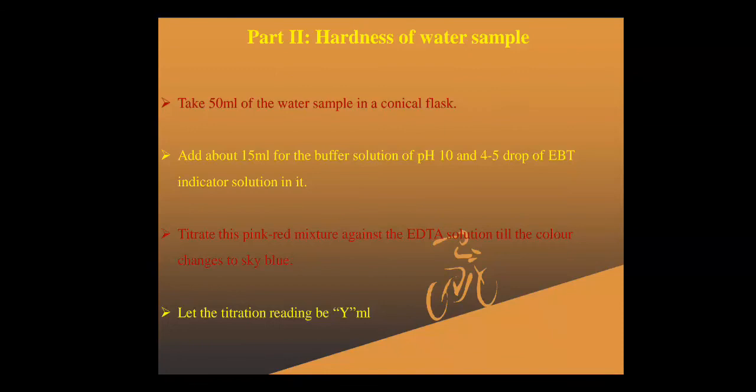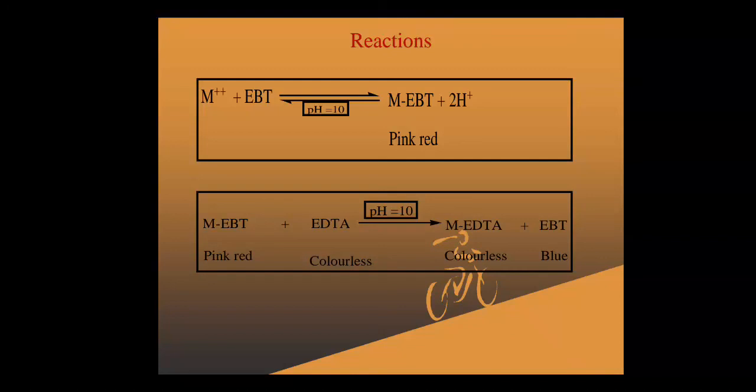In part 2, determination of hardness of water: take 50 ml of water sample in a conical flask, add 15 ml of buffer solution of pH 10, and add 4 to 5 drops of EBT as an indicator. Titrate this pink red colored solution with EDTA till the color becomes sky blue. Note this reading, and after noting both readings for part 1 and part 2, you will have to make the calculation.